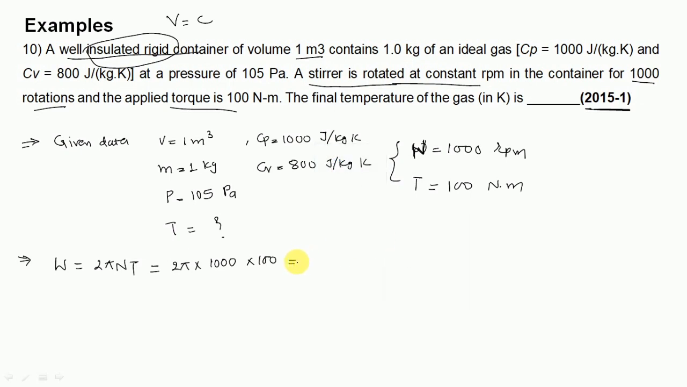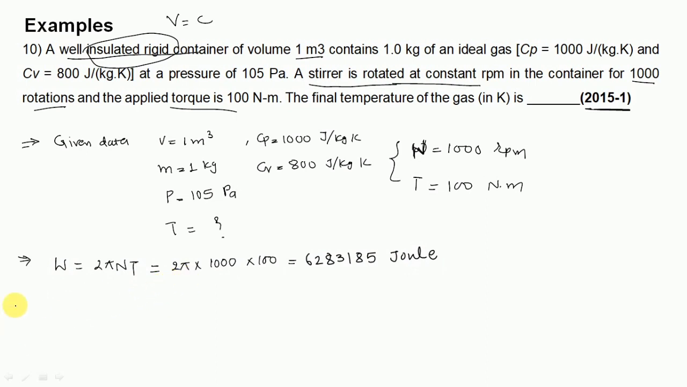So the value of W is 628.3185 joule. Here we calculated the answer W in joule. If you want to calculate it in watt, then divide by 60, W equals 2 pi N T by 60. Okay, so this is the stirrer work.